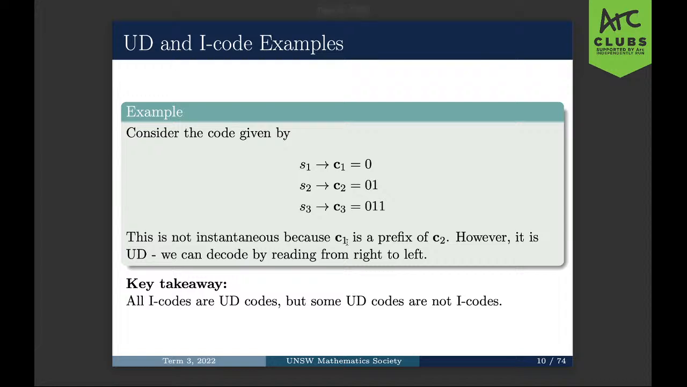So the key takeaway here is that all I codes, all instantaneous codes, are uniquely decodable, but some uniquely decodable codes are not I codes. So it's like we have a subset relationship. The set of all I codes is a subset of the set of all UD codes.